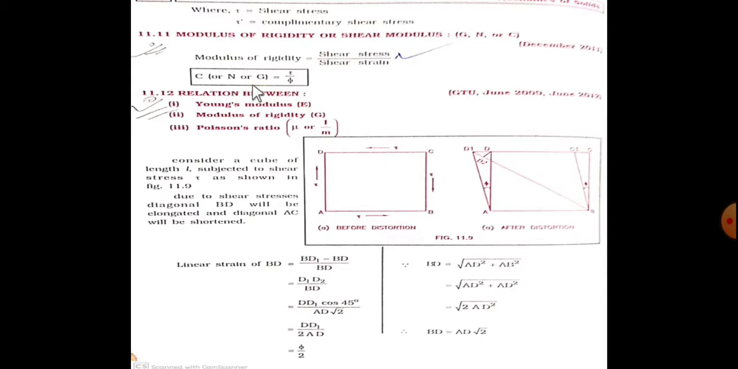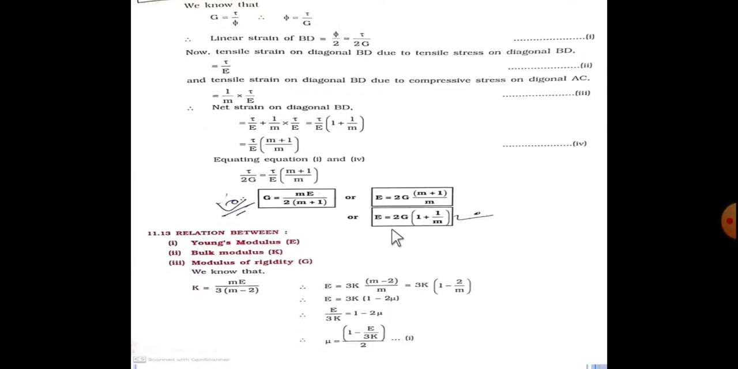Now, we have another elastic constant, that is modulus of rigidity C. So here again Young's modulus, Poisson's ratio and modulus of rigidity. From these three we can derive another equation, and we have to memorize this equation: E is equal to 2G (1 plus 1 upon m). The relation between Young's modulus, bulk modulus and Poisson's ratio, the equation, is E is equal to 3K (1 minus 2 upon m), and here E is equal to 2G (1 plus 1 upon m).